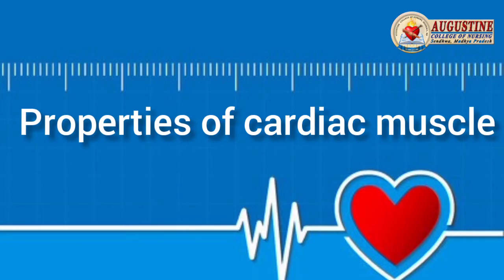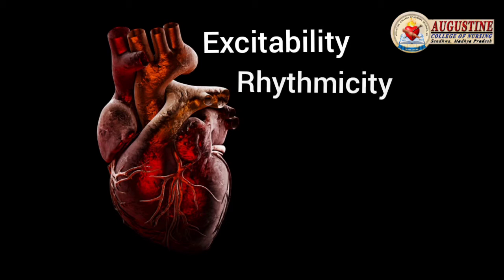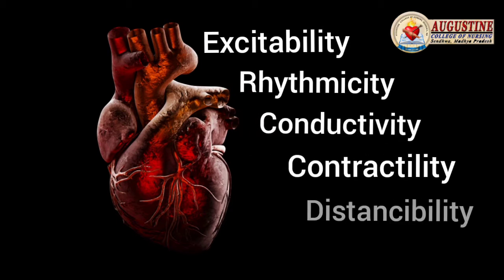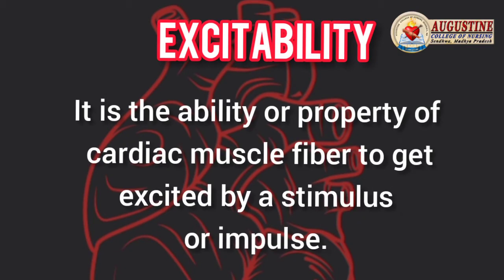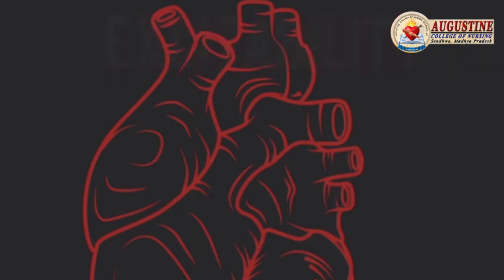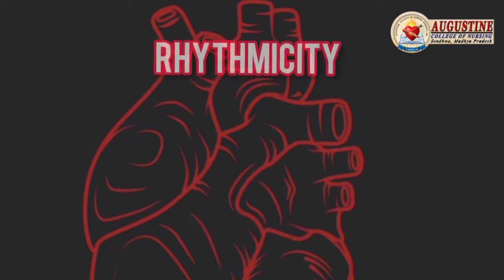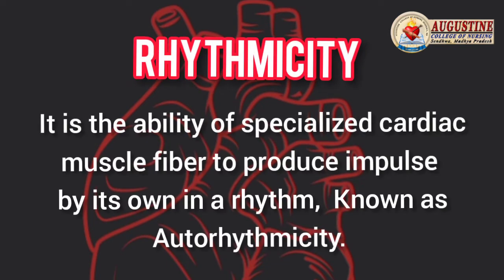The properties of cardiac muscle include excitability, rhythmicity, conductivity, contractility, and distensibility. Excitability is the ability or property of cardiac muscle fiber to get excited by a stimulus or impulse. Contractility is the ability of cardiac muscle fiber to contract due to excitation. Rhythmicity is the ability of specialized cardiac muscle fiber to produce impulse by its own rhythm. This is known as autorhythmicity.